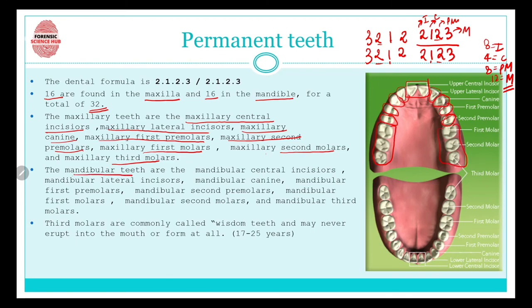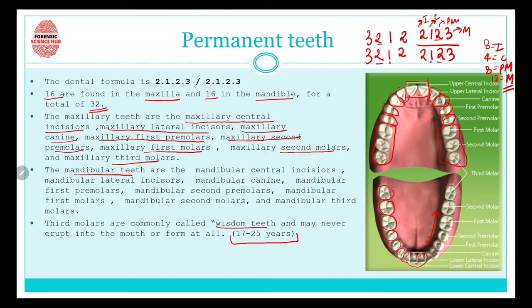Similarly, there are the mandibular teeth. These are the central incisors, lateral incisors, canines, first premolar, second premolar, first molar, second molar, and third molar. Similarly, it goes like this here. The third molars are commonly called wisdom teeth, and they may never even erupt in the mouth or form at all. The age at which they are generally formed is 17 to 25.